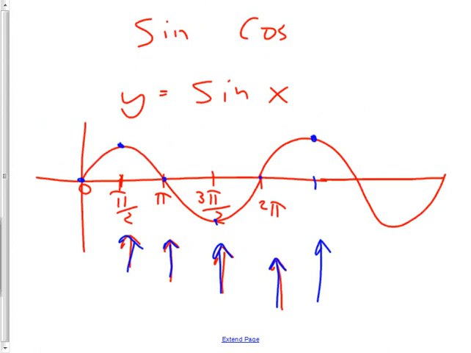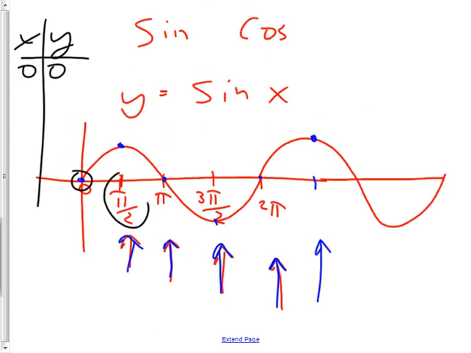Now, one of the things that your teachers like is for you to have an XY chart for that. And so let me just talk about the XY for just a minute. If you're talking about the XY chart for this graph for sine, you have x is 0, that's like the spot right here, y would be 0. So when x is pi over 2, then y is 1. And when x is pi, then y is 0.